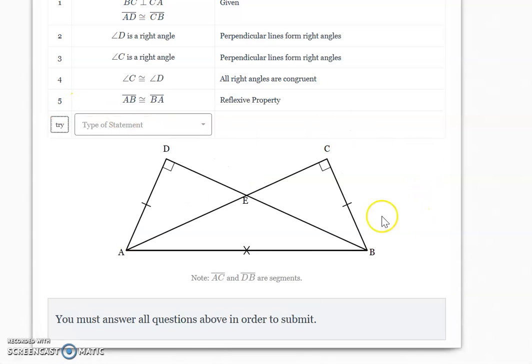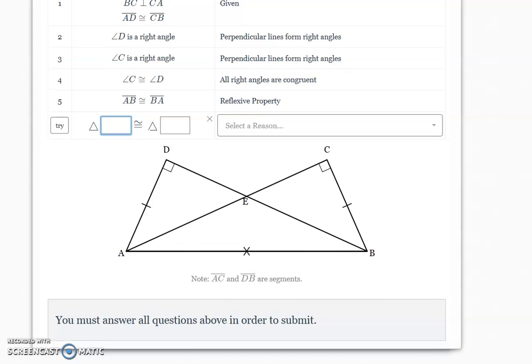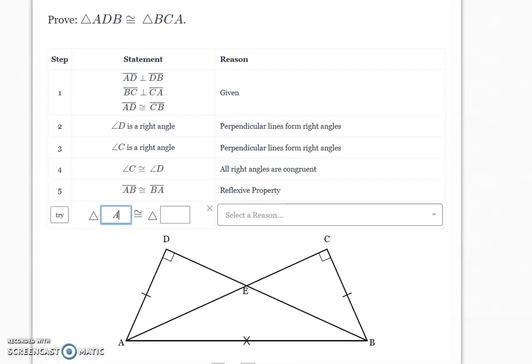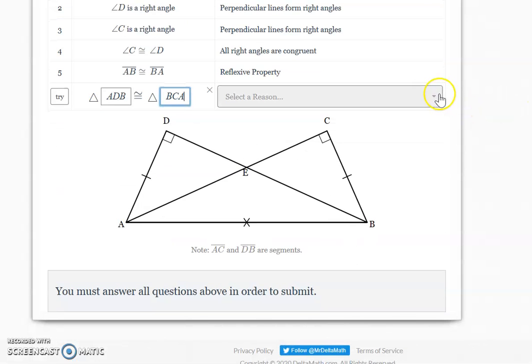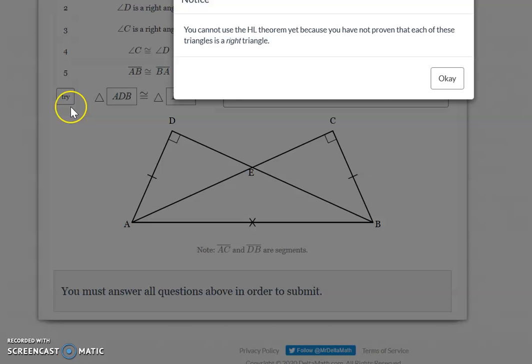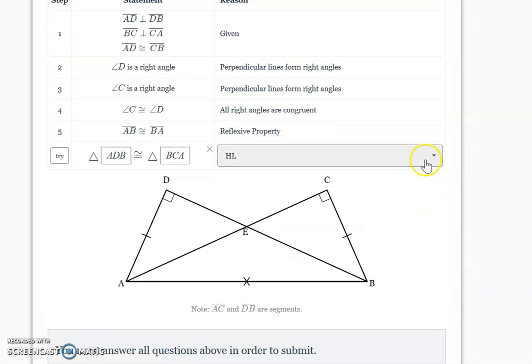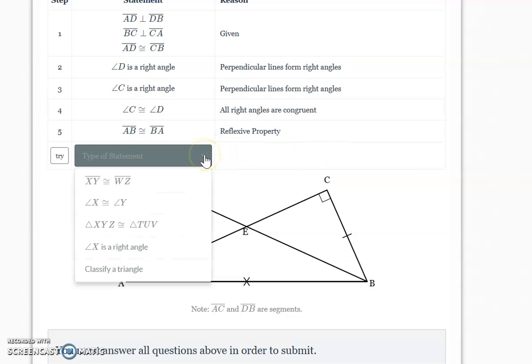So if we submit that, so now we have a hypotenuse and leg of this right triangle matching up with the hypotenuse and leg of that right triangle. So we are done. So let's get our triangle statement. So ADB and BCA. All right, so now our reason is hypotenuse leg. So we're going to, oh, hold on. Okay, let's go back. It's telling me we can't do that yet, so hold on a second.